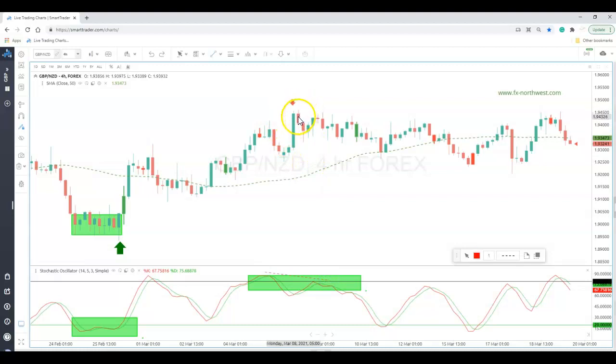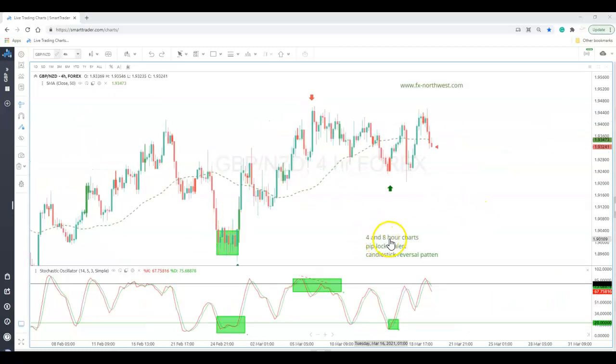Candlestick pattern is an inside bar. That's a reversal candlestick pattern. And the trade is taken on the next candle, 144 pips. What we're looking for is 4-hour and 8-hour chart confirmation, PIPLOCKER alert, and a candlestick reversal pattern.